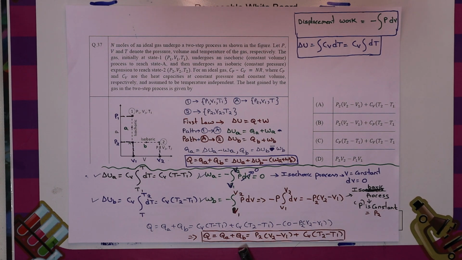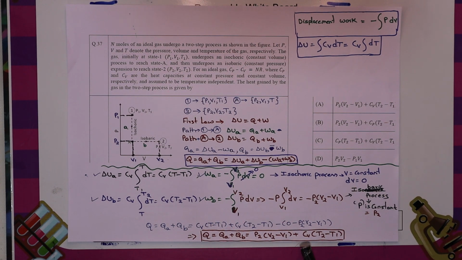Substitute all and you get the final expression. Total heat involved in both the processes is P2 into (V2 minus V1) plus Cv into (T2 minus T1). This is the option you are supposed to pick. So let us move to the next problem.